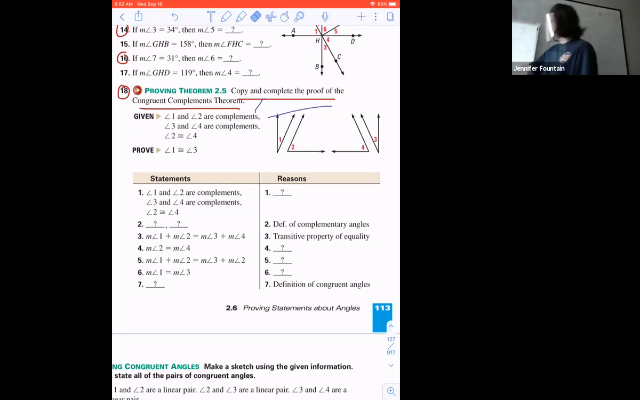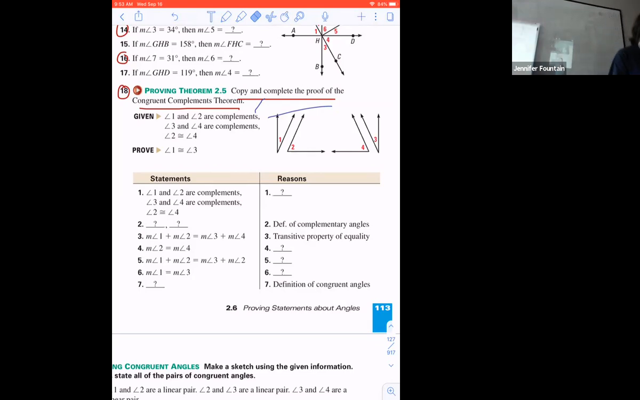Substitution, basically I've been able to substitute the information and expand it out. So once I've done that, in step 6, how did I get to the measure of angle 1 equals the measure of angle 3? Not the transitive. Notice what's missing from this side and this side. Subtraction property. We subtracted the measure of angle 2 from each side. And so that is our subtraction property.